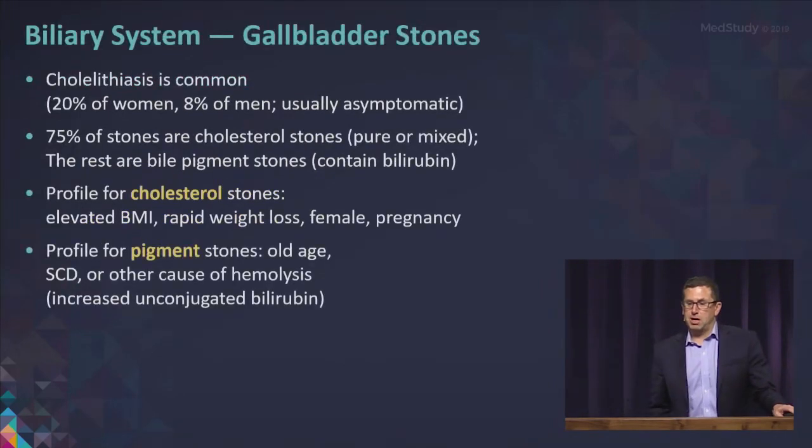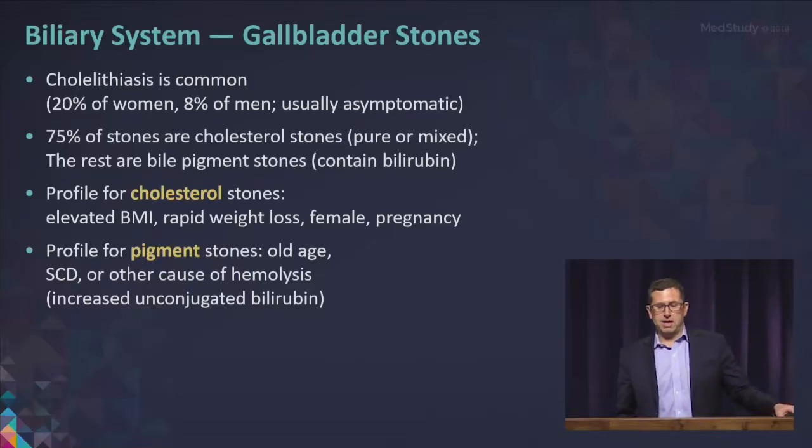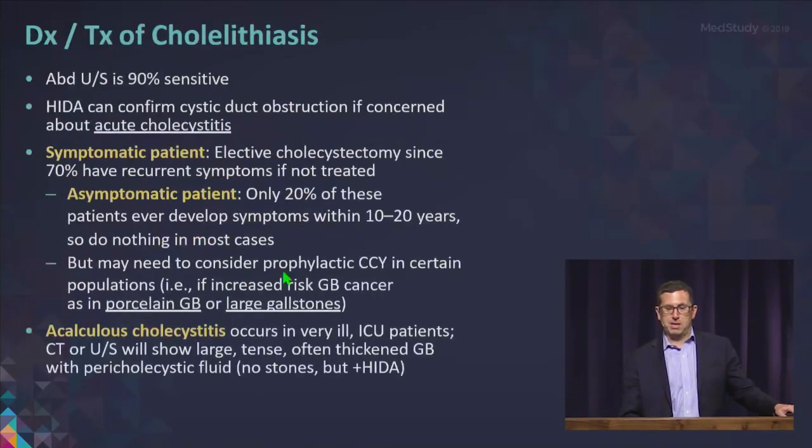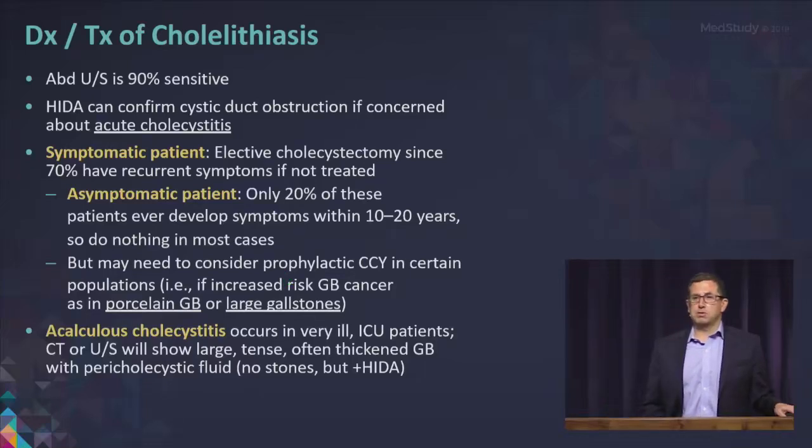So the biliary system, gallbladder stones, cholelithiasis, very, very common, often asymptomatic, more common in women. Most are cholesterol stones. The rest are pigmented stones because they contain bilirubin. Typical profile for cholesterol stones would be an elevated BMI, rapid weight loss, female, pregnancy. Profile for pigment stones would be old age, sickle cell disease, or other causes of hemolysis because of the increased unconjugated bilirubin. Sonogram is really the best test.